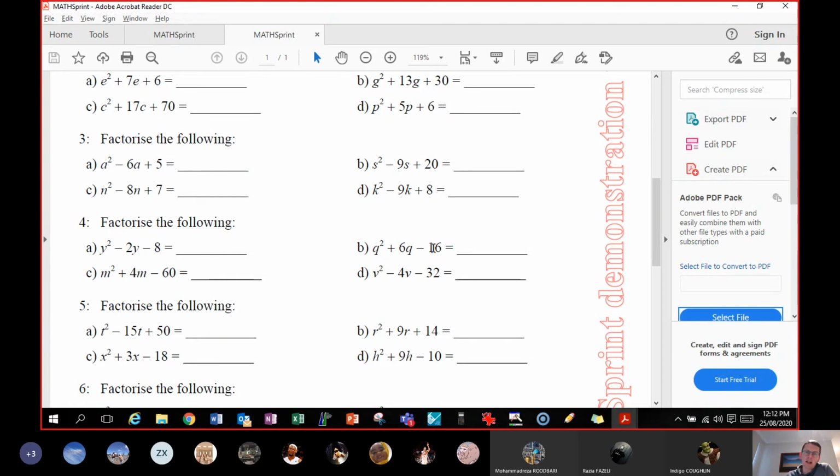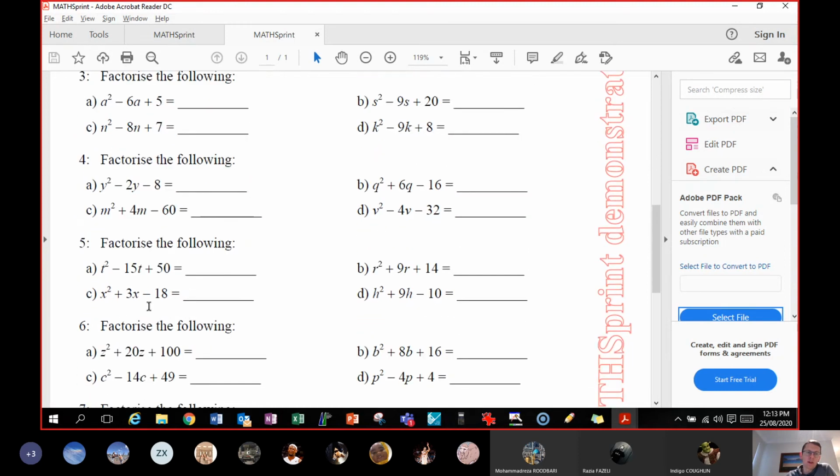So it's going to be 8 times 2. So we're going to be q plus 8, q minus 2. Here we're looking at a difference of 4. It's going to be 6 and 10, so it's going to be m plus 10, m minus 6. Here you're looking at a difference of 4. It's going to be negative, so it's going to be 8 times 4. So it's going to be v minus 8, v plus 4.